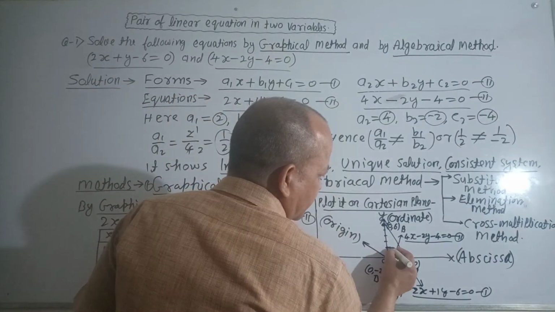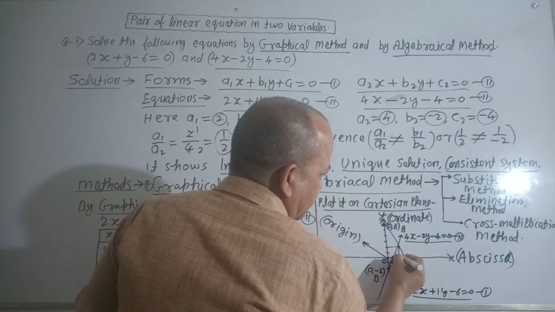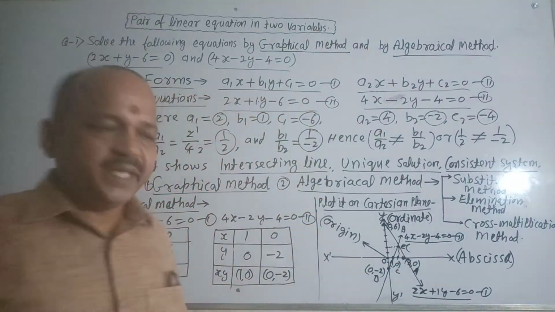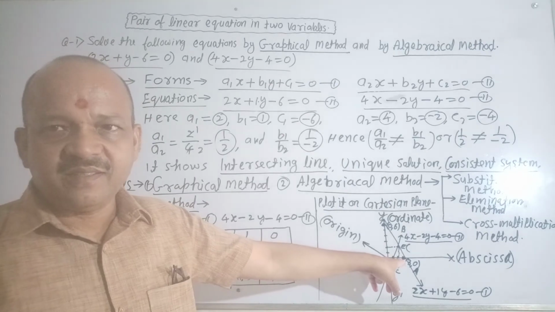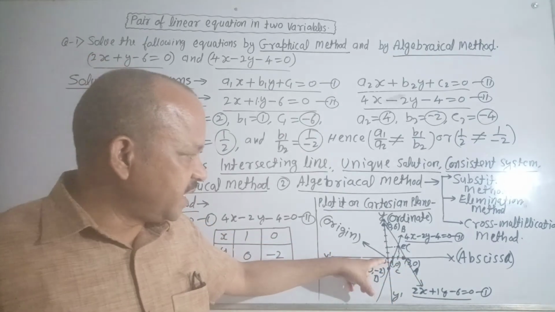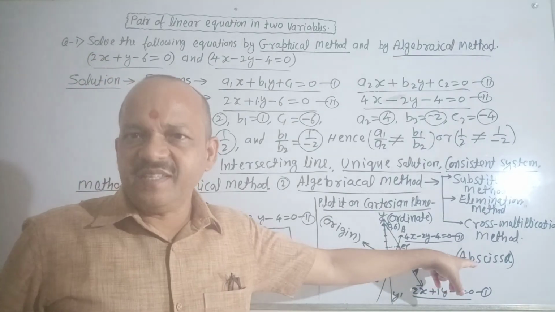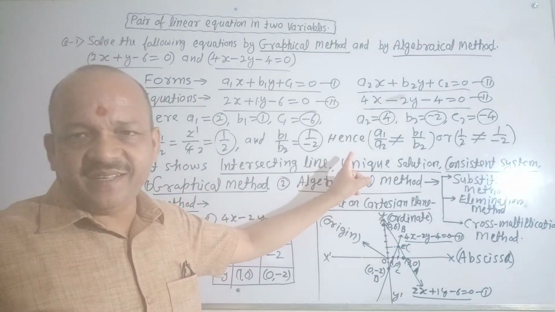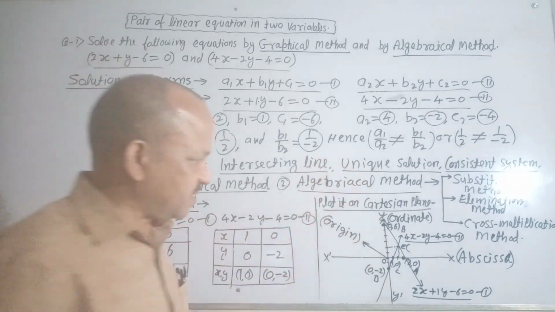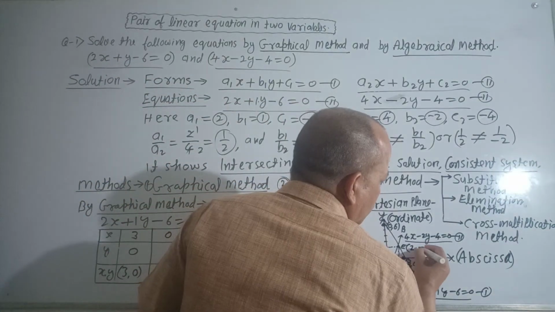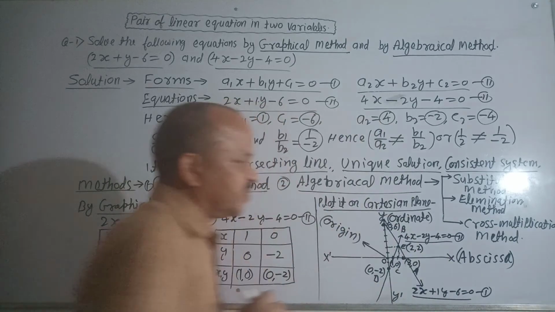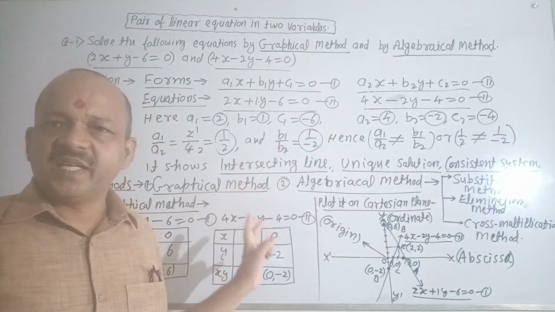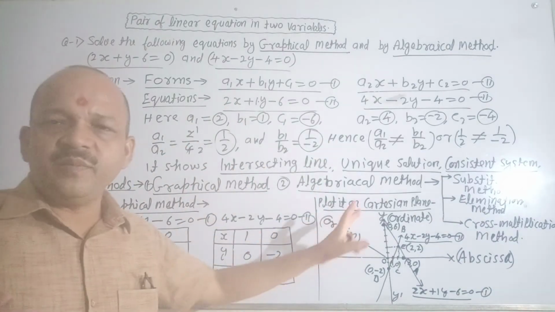You plot all points on the Cartesian plane and find the intersecting point E. Coordinate of intersecting point E is (2, 2). Here 2 at the abscissa in the positive direction, 2 at the ordinate in the positive direction. Your question clear? No confusion about it?